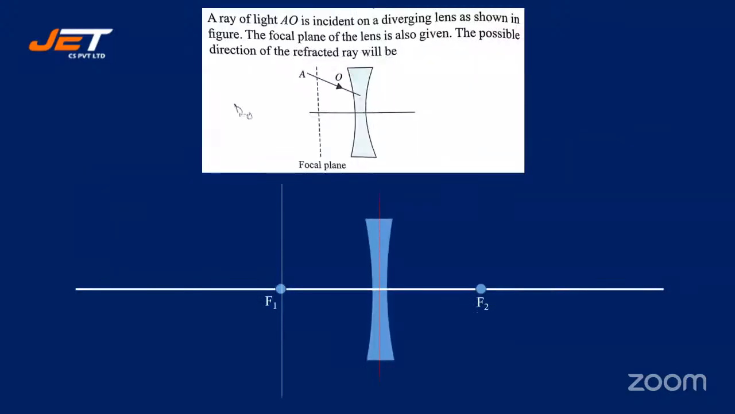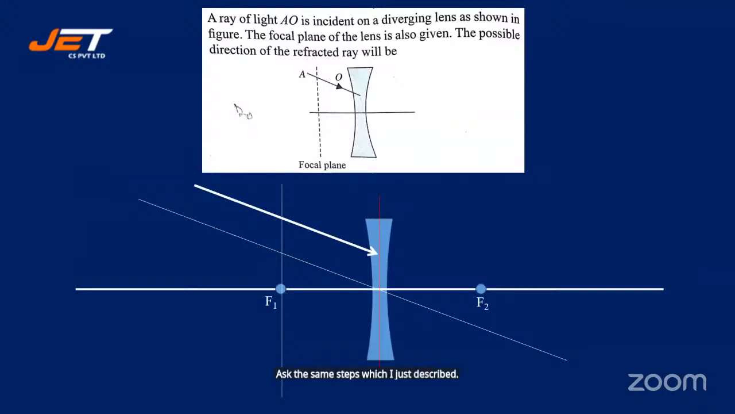Look at this one. A ray of light AO is incident on a diverging lens as shown in the figure. The focal plane of the lens is also given, the dotted line. The possible direction of the refracted ray will be? We will use the same algorithm, the same steps which I just described.